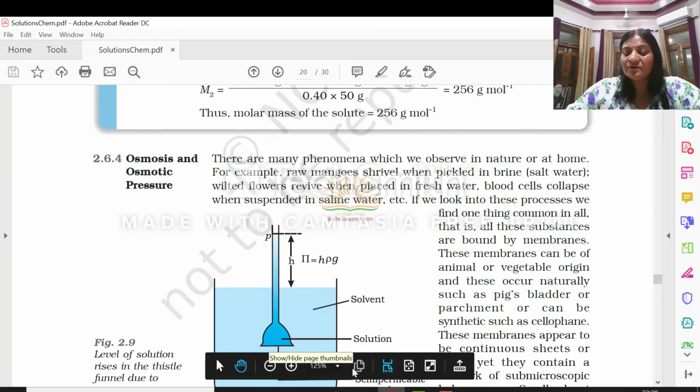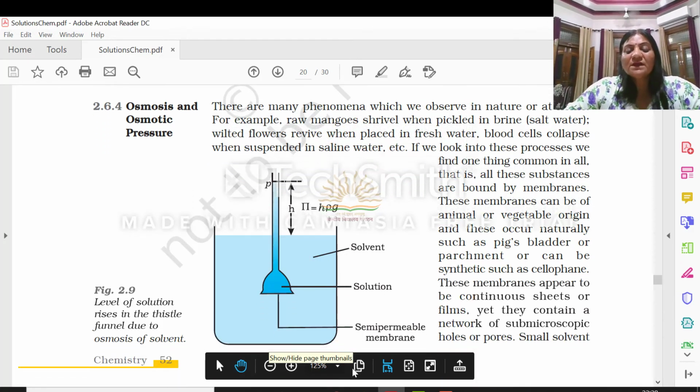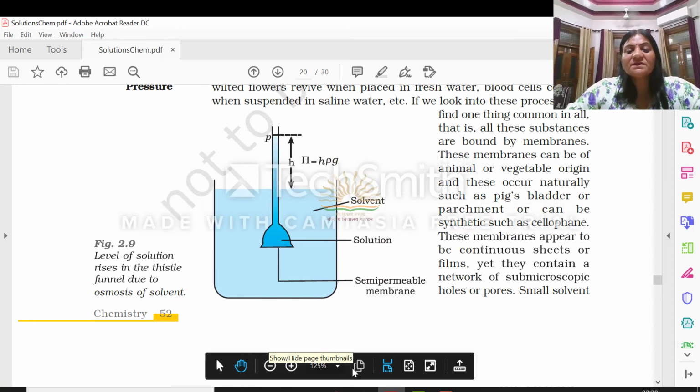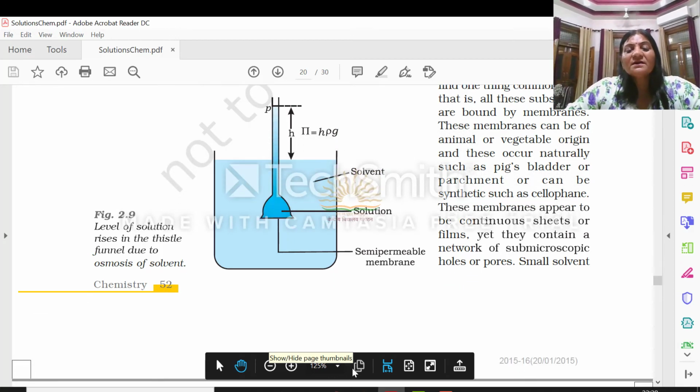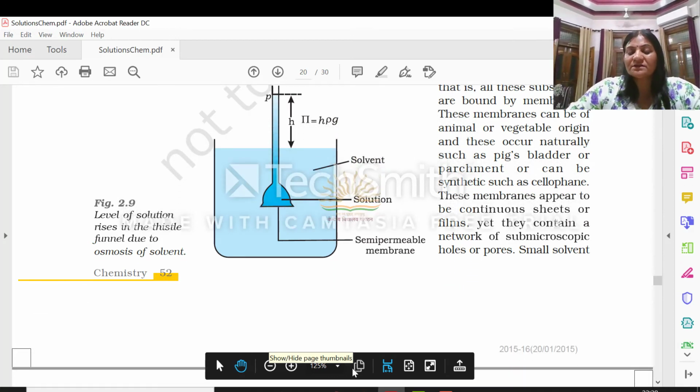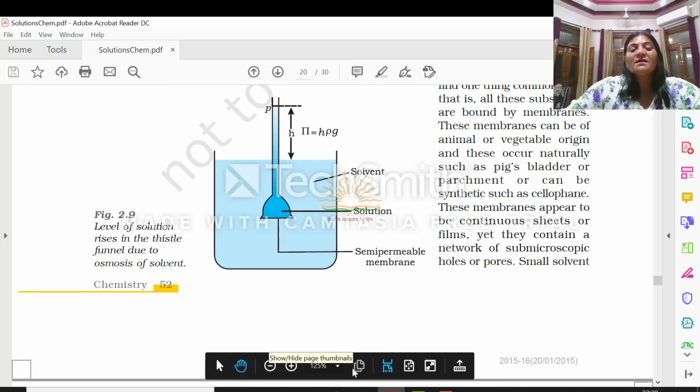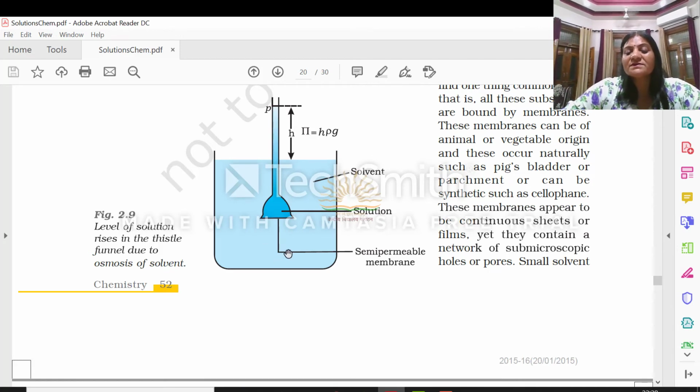Now I am taking from the NCERT textbook. This is the representation. You are looking at a figure which is showing the osmotic pressure, the amount of pressure which is applied on the solution to stop the osmosis.